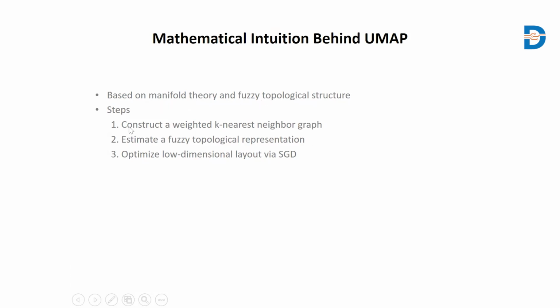The steps: construct the weighted k nearest neighbor graph, so find the nearest neighbors, and then estimate a fuzzy topological representation. Based on that, optimize the low dimensional layout via SGD. With the help of this technique, we can generate new lower dimensional data. We apply UMAP on high dimensional data so we can reduce our dimensionality.